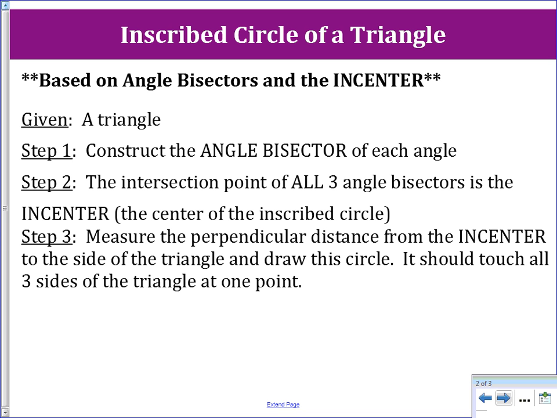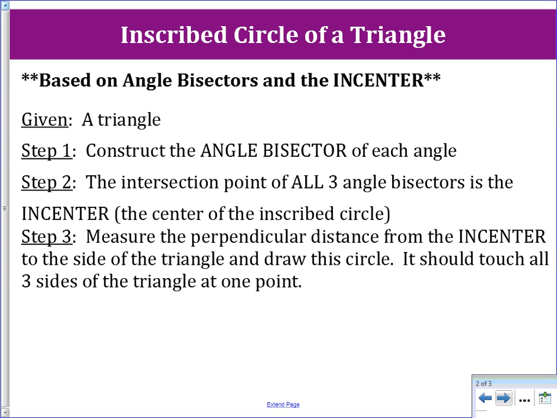If we draw all three angle bisectors in a triangle, they intersect in the point of concurrency known as the incenter. The incenter is the center of the circle that is inside the triangle. As a result, the incenter is equidistant from the sides of the triangle.